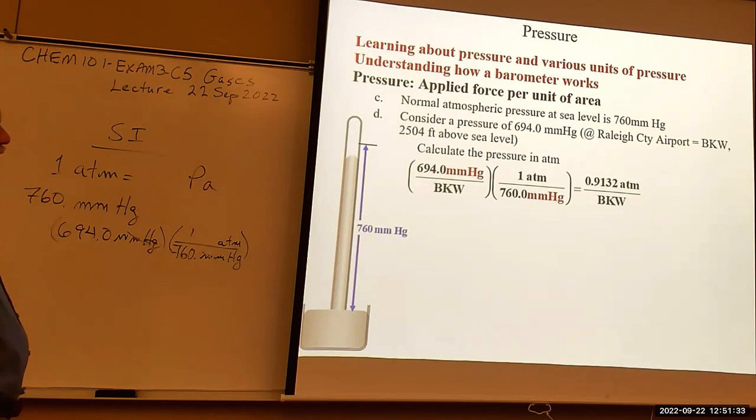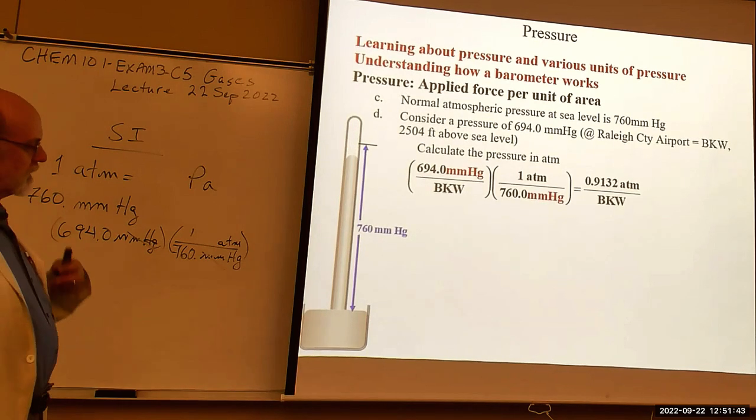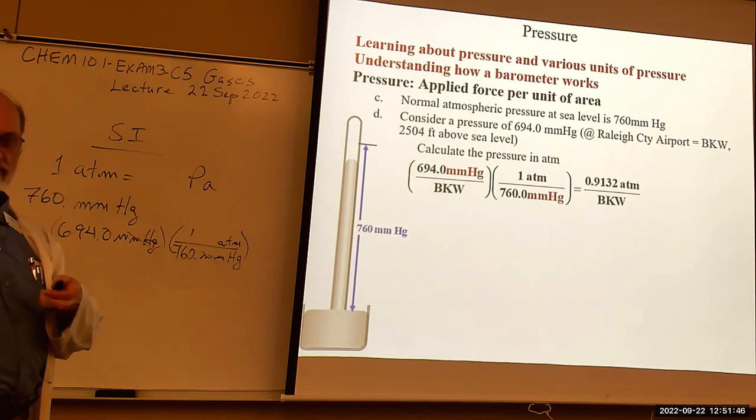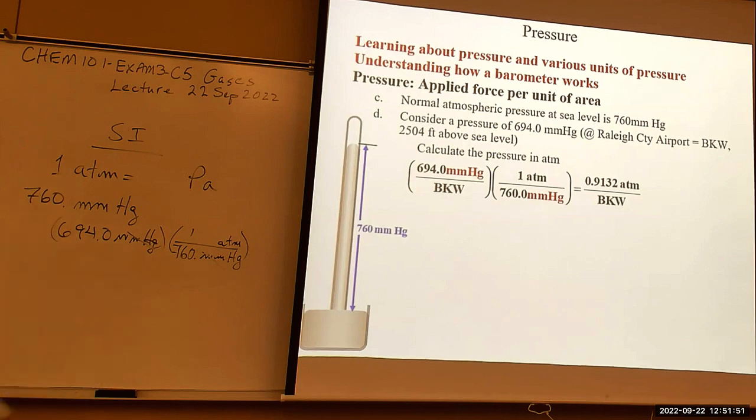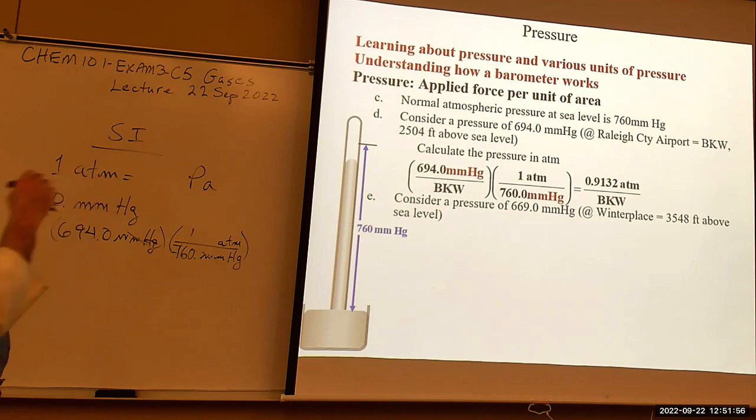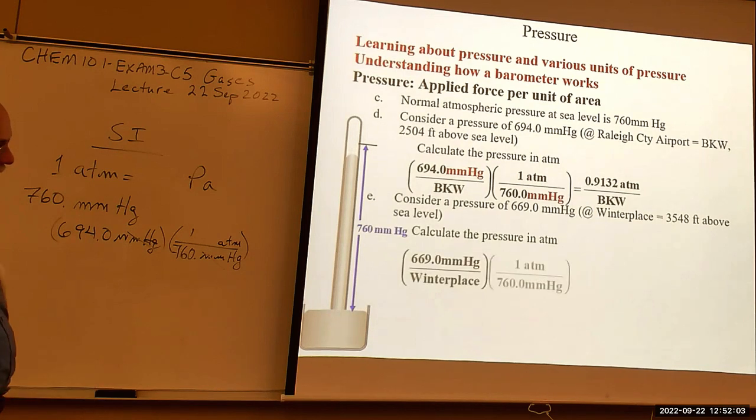Turns out to be 0.913 for that value. And the airport is 2,500 feet above sea level, about a half a mile. So you would expect the air pressure to always be less than one atmosphere. It'd be strange if it were greater than one atmosphere. And at Winter Place, your elevation is a lot higher. It's about 1,000 feet higher. Right? So your air pressure is lower. If we do the same calculation with that value, we find that it's only 0.88 atmospheres.